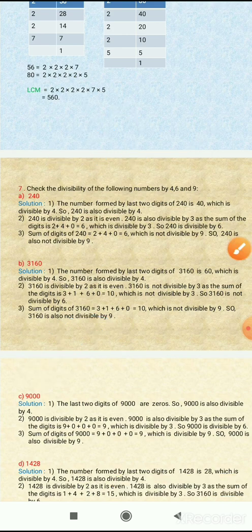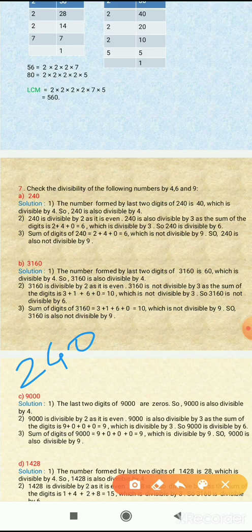Next we will check divisibility by 6. So first we have to check divisibility by 2 and divisibility by 3. If given number is divisible by 2 and 3 both, then given number is divisible by 6. So see 240.